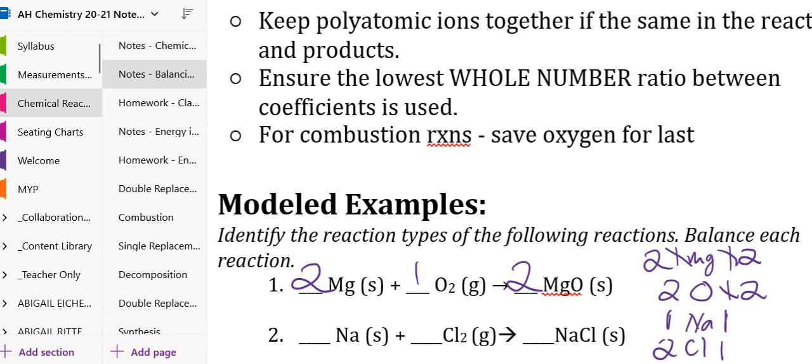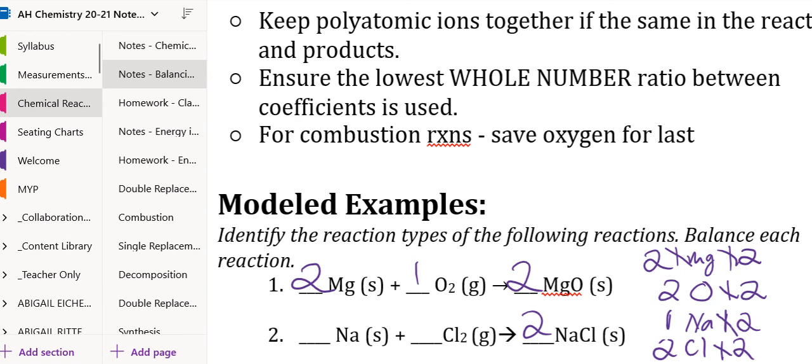The chlorines? So I need more chlorines in my products, right? The only thing I can do is add coefficients. So what's the lowest coefficient that would give me 2 chlorines in my products? A 2 in front of NaCl. So that changes my chlorines in the products to 2, but what did it also change? The sodium in my products to 2.